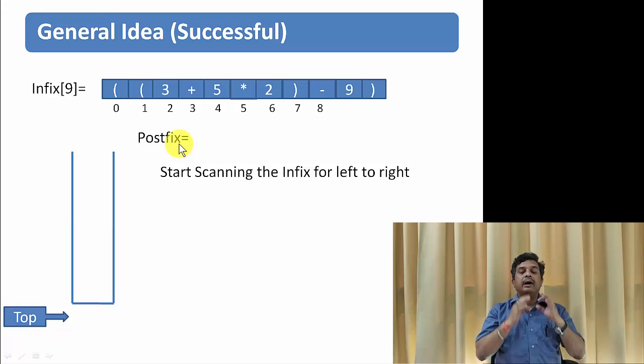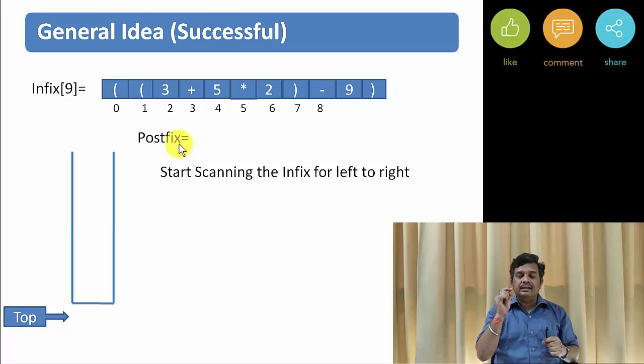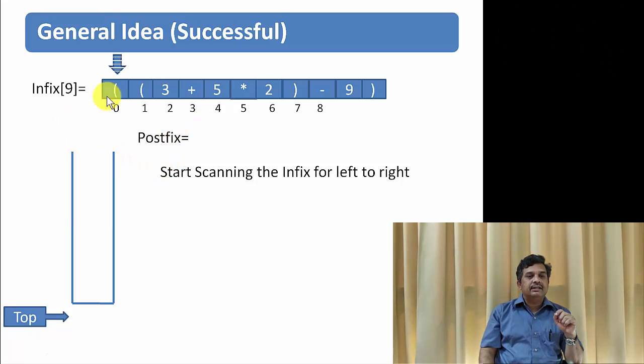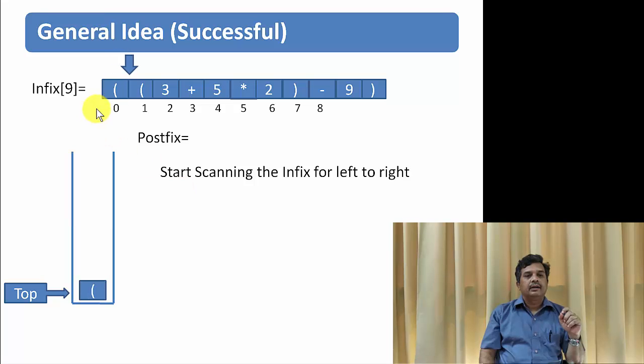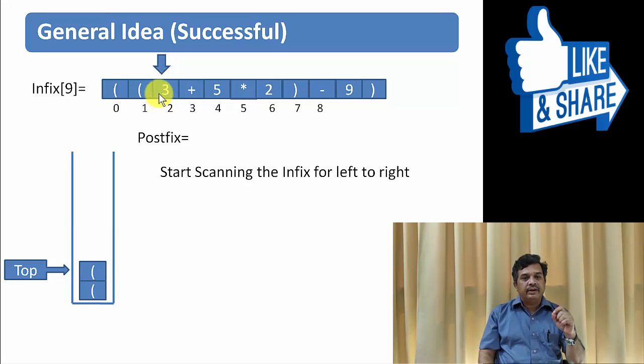Now let us take one more, a little bit more complicated example so that your understanding will become better. Let us see. The first character that is scanned is a left parenthesis. What do I have to do? I have to push it onto the stack. Next character is again a left parenthesis. What do I have to do? I have to push it onto the stack. The next character is a number, numeric value 3. I have to write it to the postfix expression.